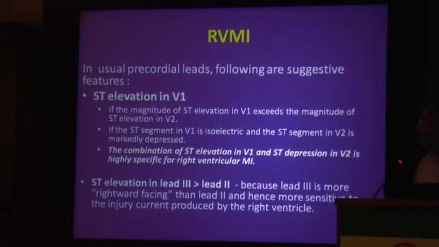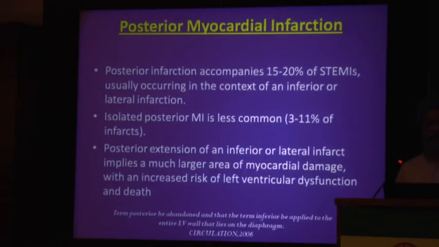These things we've seen. Another important parameter, if you don't have V3R, V4R, and you still want to make a guess whether your patient has it: the combination of ST elevation in V1, more greater elevation in V1, and ST depression in V2, it's highly specific of right ventricular infarct. So before you have a V3R, if you have just this, you can diagnose RV infarct.